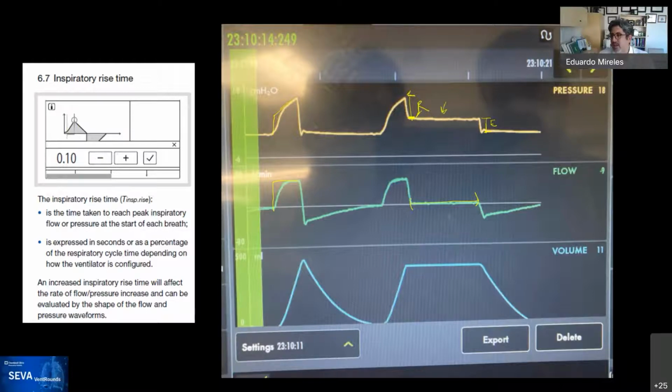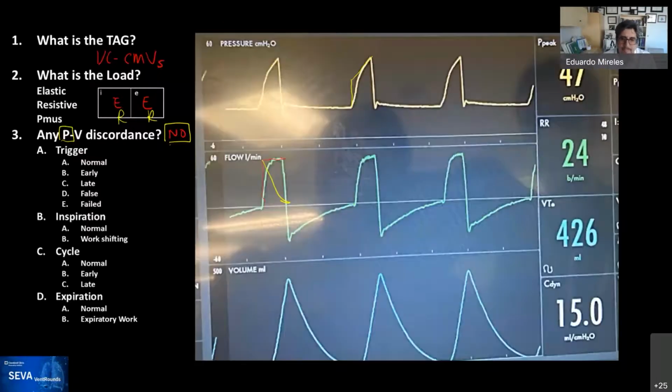Questions? Comments? Anger management, sadness? So an interesting waveform that as you're walking by, you see this, your thought is, well, why does this patient have increased resistance? Make sense?